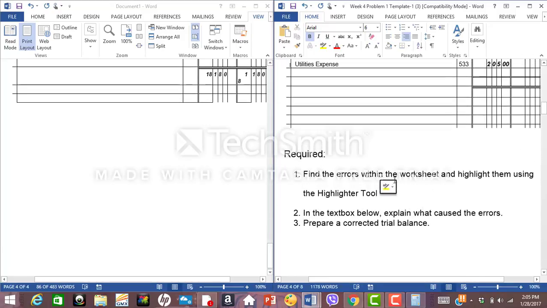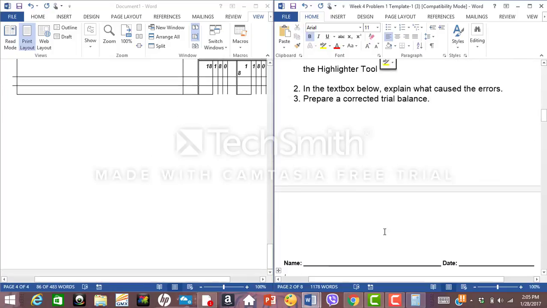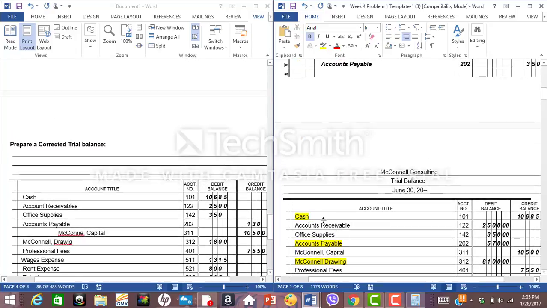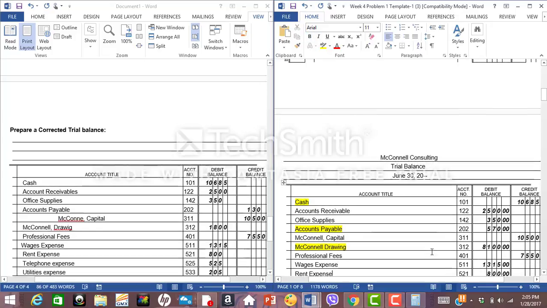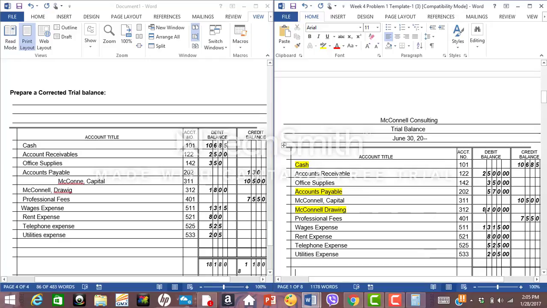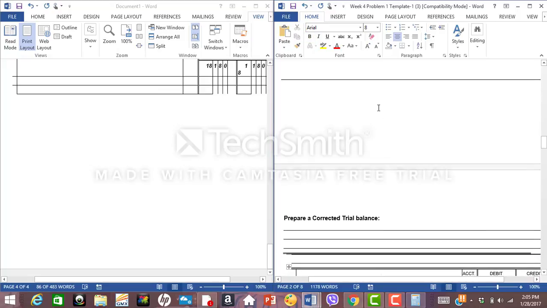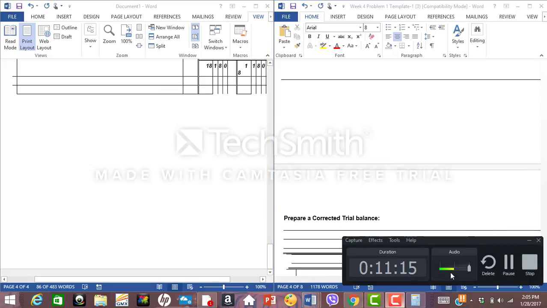What I want you to do is find the errors and then highlight them using the highlighter box. We've done that. Then explain what caused the error. So you look through that. Cash, you explain it. Cash was inputted in the credit balance where it was supposed to be on the debit balance. Accounts payable was added rather than subtracted. And then drawing, they just mixed up. Instead of 1,800, they mixed the 1 and the 8s, which caused it to be 8,100. And those are the mistakes that happened in this particular example. Let me know if you have any questions at all.